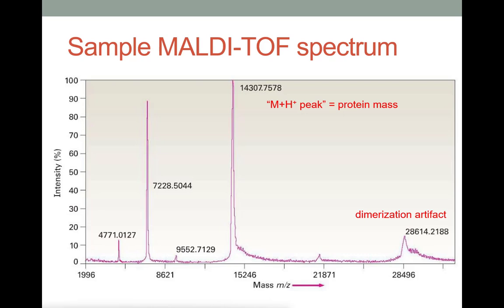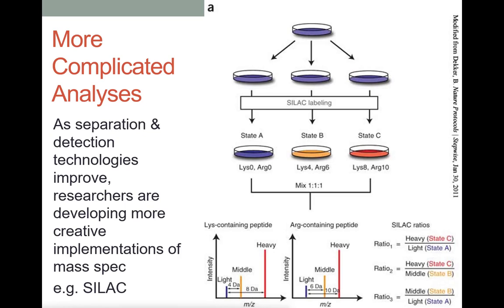We can go more crazy with this. There are entire facilities dedicated to using mass spec in really interesting ways. This particular technique is called SILAC, and you can look that up and read about it. But basically what this one does is that it grows cells. So these are Petri dishes here. It grows cells in several different states.